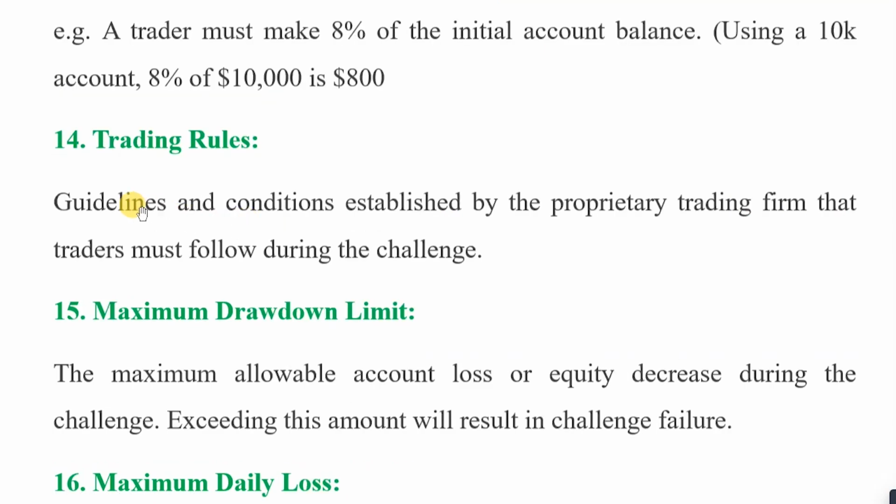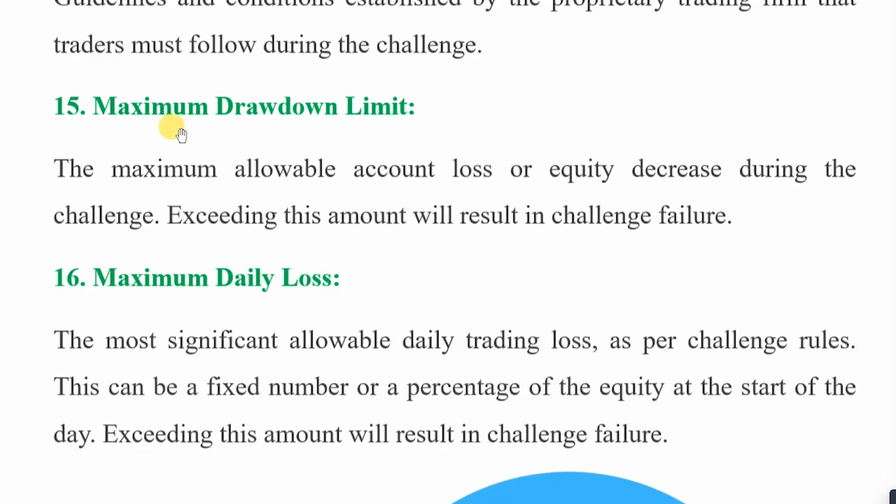Now we have trading rules, and these are guidelines and conditions established by the proprietary trading firm that traders must follow during the challenge. We're going to see more of those trading rules. Now we have the drawdown, but this time we're talking about the maximum drawdown limit. The maximum drawdown limit is the maximum allowable account loss or equity decrease during the challenge. Exceeding this amount will result in challenge failure.